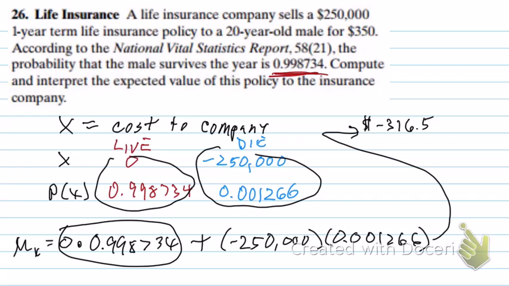What does that represent? That's the average that's going to cost the company. Over one person? No, over thousands. This represents the average cost to the company if they sell thousands of these policies. On average, if they sell this policy to 10,000 20-year-olds, it's going to cost them $316.50. What are they charging?